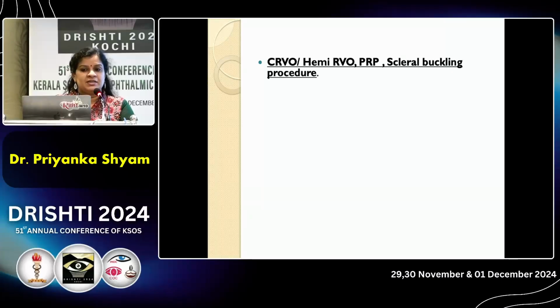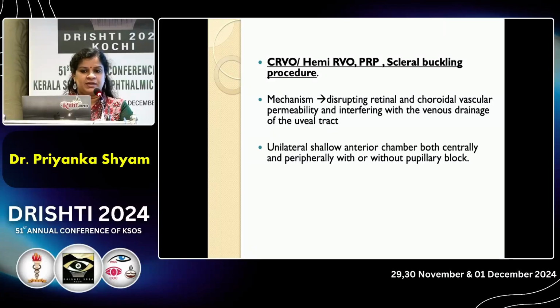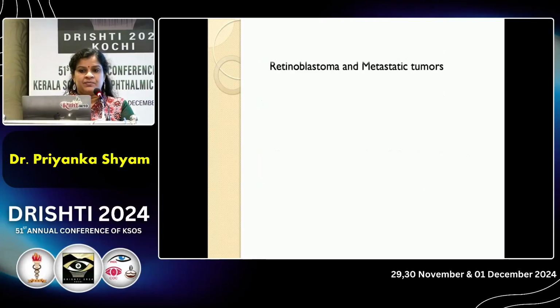Retinal conditions like CRVO, PRP, and scleral buckling procedures can disrupt the retinal and choroidal vascular permeability and interfere with the venous drainage of the uveal tract. Thereby, it causes a unilateral shallow anterior chamber, both centrally and peripherally. Gonioscopy can be done to diagnose the condition.